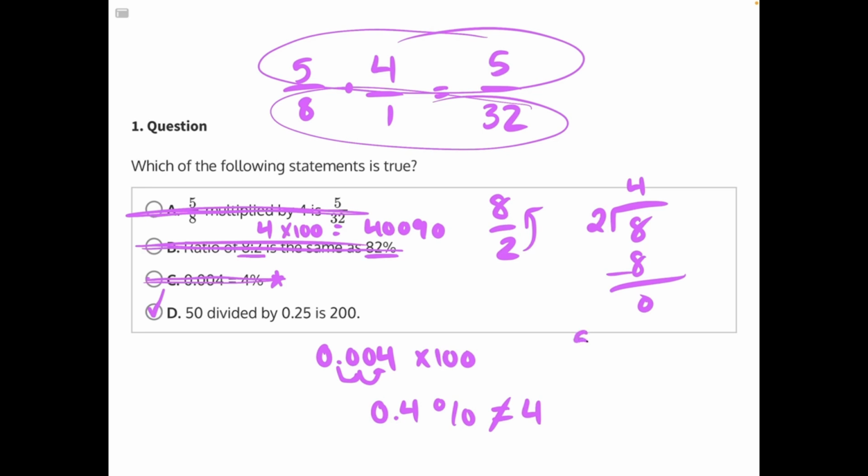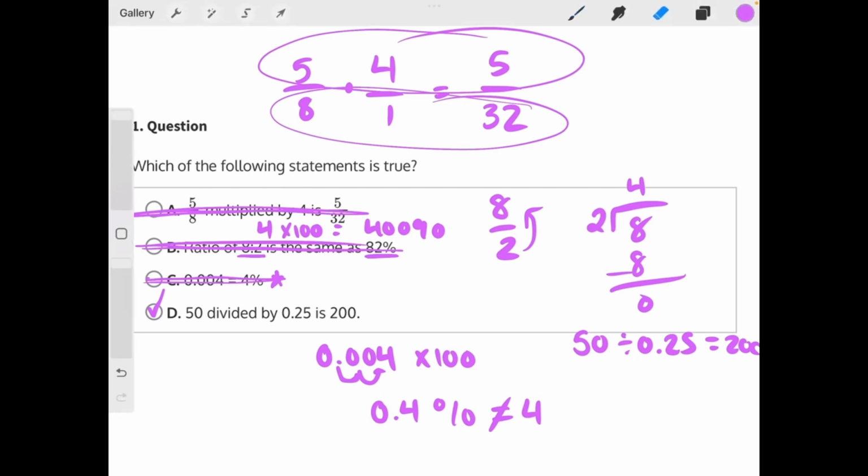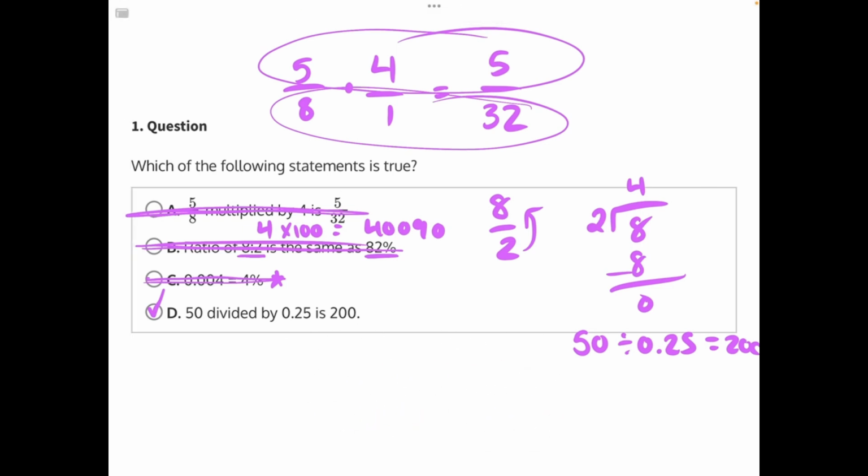50 divided by 0.25 equals 200. Dividing with decimals can be tricky, so I would recommend changing this decimal into a fraction. Make some room here. Let's change this into a fraction. So 0.25 is the same as 25 cents or 1/4. So we can divide 50 by the equivalent fraction of 1/4. That's the same as 0.25.